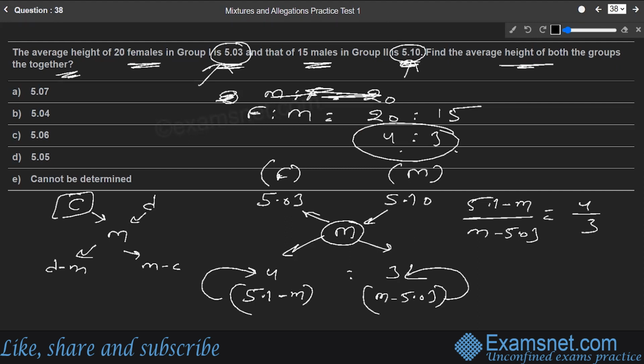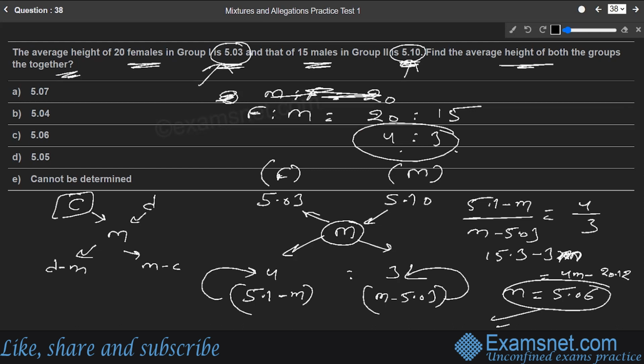Then we can cross multiply things. If we cross multiply, we're going to get 15.3 minus 3M, because the mean price is M, is equal to 4M minus 20.12. If we solve this together, the M value comes out to be 5.06. So that should be the mean weight of the overall group irrespective of their gender. The answer comes out to be the mean weight is 5.06, which is available in option number C and is the right answer.